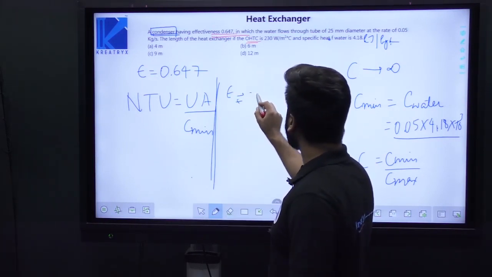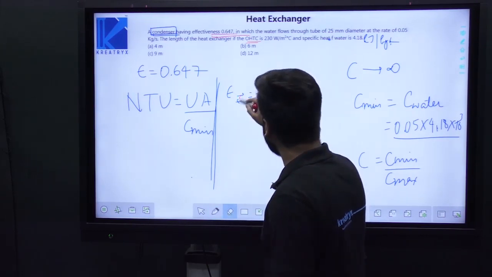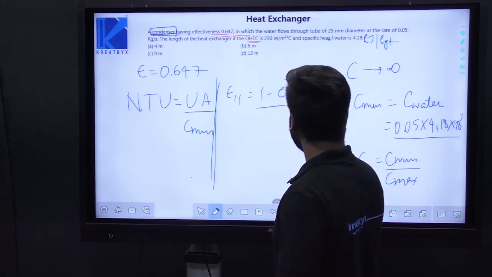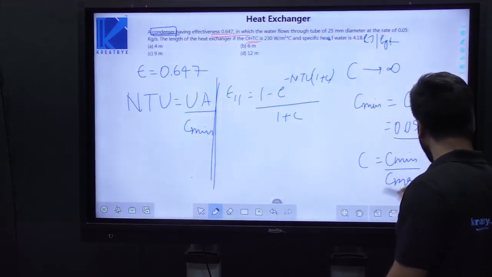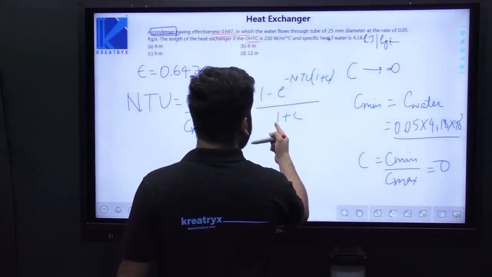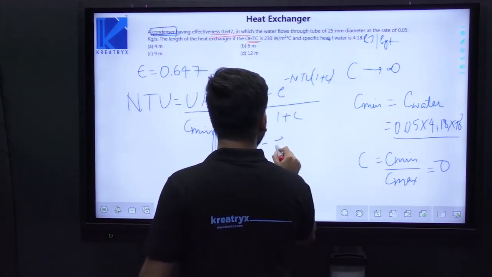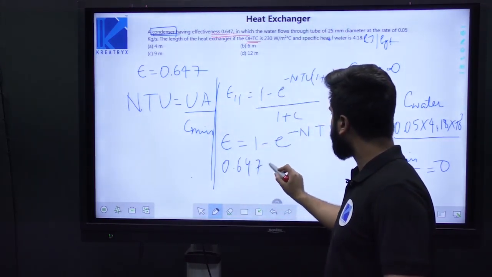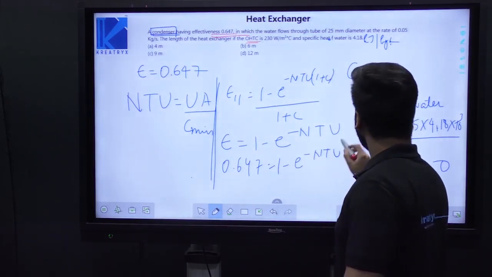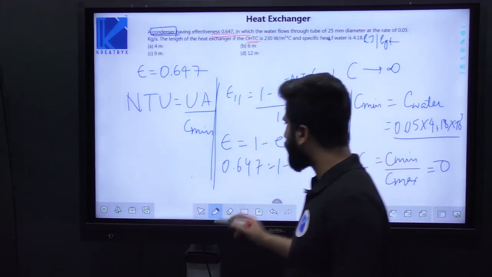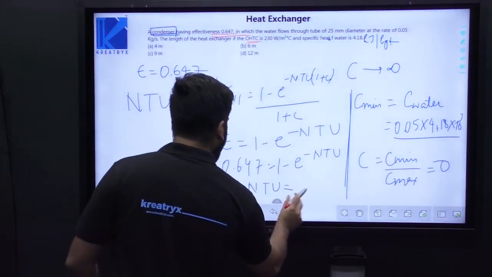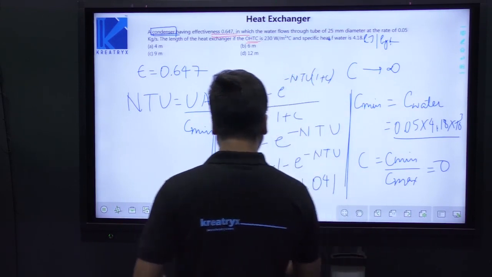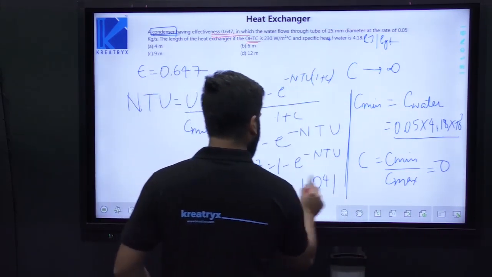Let me write the formula for the parallel flow heat exchanger. This is 1 minus e raised to power minus NTU times 1 plus C, upon 1 plus C. When I put C equal to 0, it becomes 1 minus e raised to power minus NTU. Effectiveness is given, that is 0.647 is equal to 1 minus e raised to power minus NTU. I can directly get the value of NTU. When you solve it, NTU is 1.041.